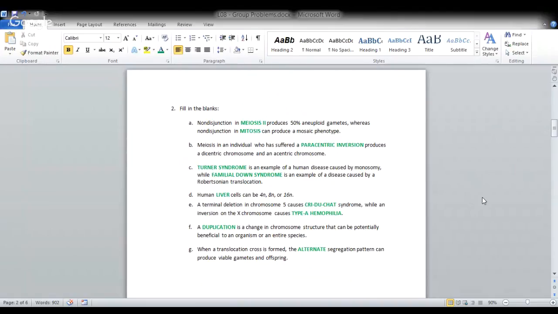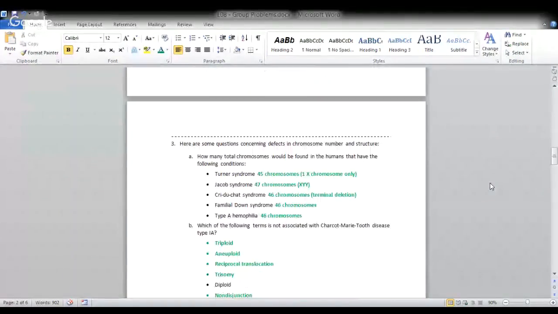E, a terminal deletion in chromosome 5 causes Cri-du-chat syndrome, while an inversion on the X chromosome causes type A hemophilia. F, a duplication is a change in chromosome structure that can be potentially beneficial to an organism or an entire species. And G, when a translocation crosses form, the alternate segregation pattern can be viable gametes and offspring.